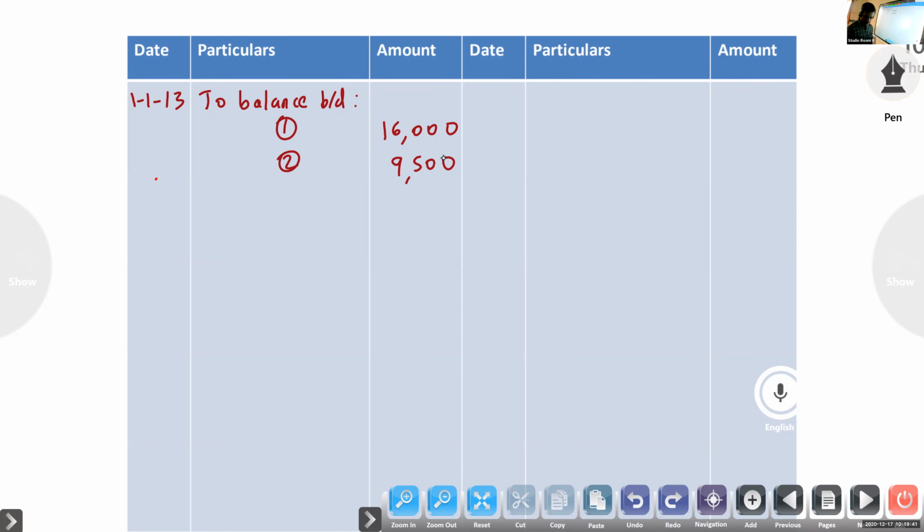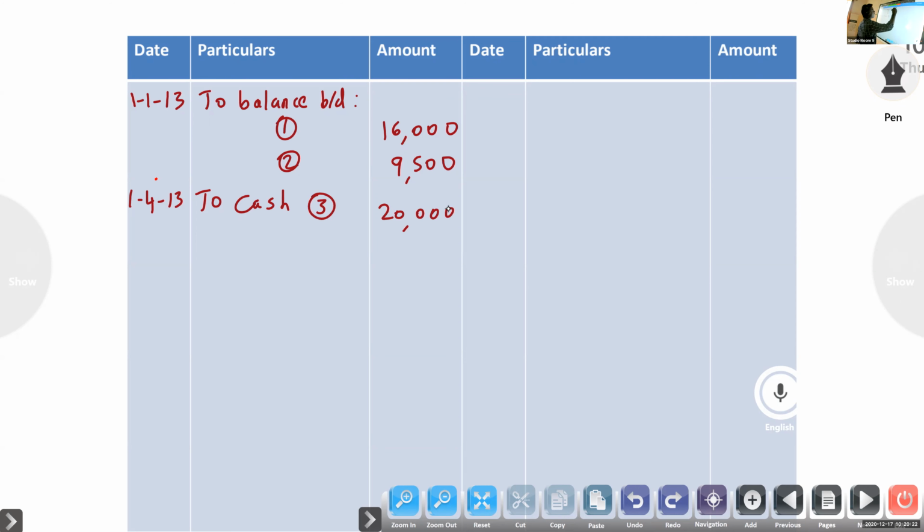On 1st April 2013, the machinery purchased on 1st January 2011 has become obsolete and was sold for rupees 7,500. And on the same date, a new machinery was purchased at a cost of rupees 20,000. Same date means 1st April 2013, sold also, purchase also there. So first we will write the purchase, 20,000. Then we can look at the sale.